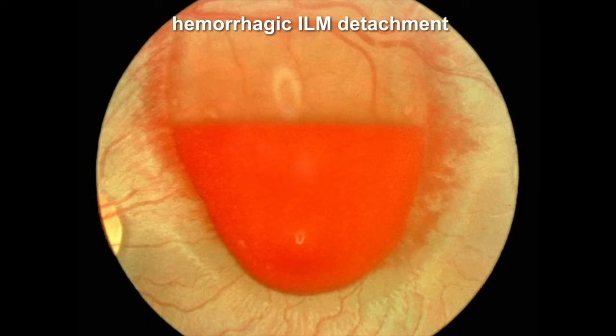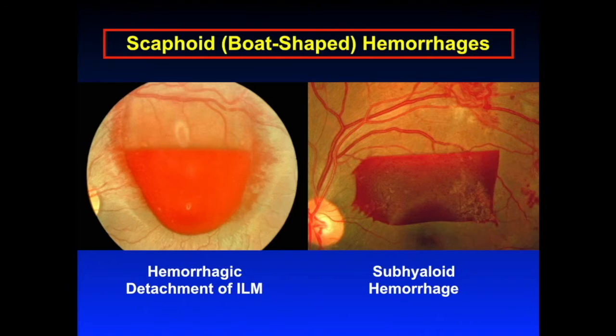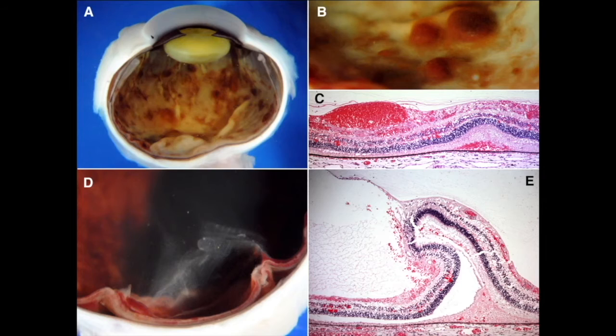Hemorrhagic detachment of the internal limiting membrane is one of the 2 types of boat or scaphoid hemorrhages that have a fluid level. The other type is the subhyaloid hemorrhage, characteristically seen in diabetics, where blood is located between the ILM and the posterior hyaloid of the vitreous, which has undergone detachment. Hemorrhagic detachment of the internal limiting membrane, in my experience, occurs most often in eyes obtained post-mortem from infants with abusive head trauma or shaken baby syndrome.